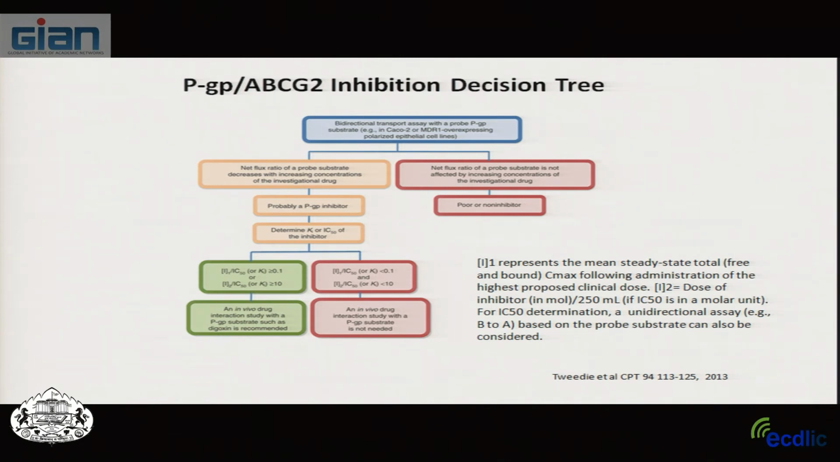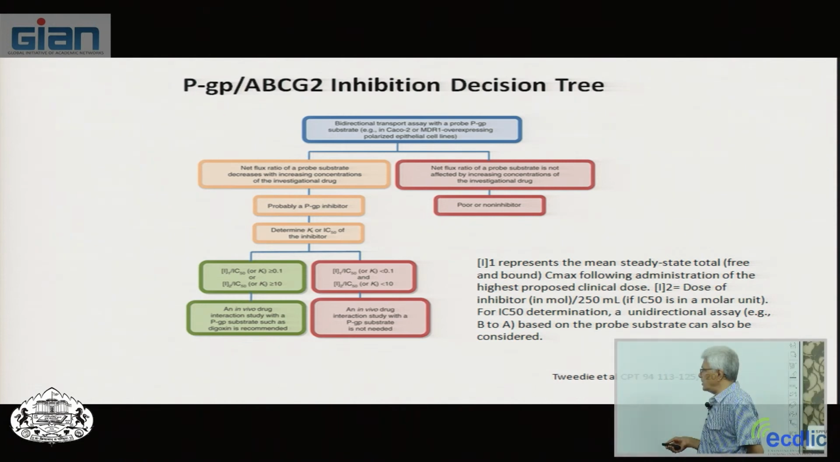And I'm sorry, but it's not really that clear, but essentially you will look for how the function of the PGP or ABCG2 is inhibited or not, depending on your transwell studies. And then if you do the pharmacokinetic studies, then you need to look at the IC50s, EC50s and ratios. And then you also look at the mean steady state total free and bound maximum binding following administration of the highest proposed clinical dose of inhibitor. And this is more to determine what dose you should have.